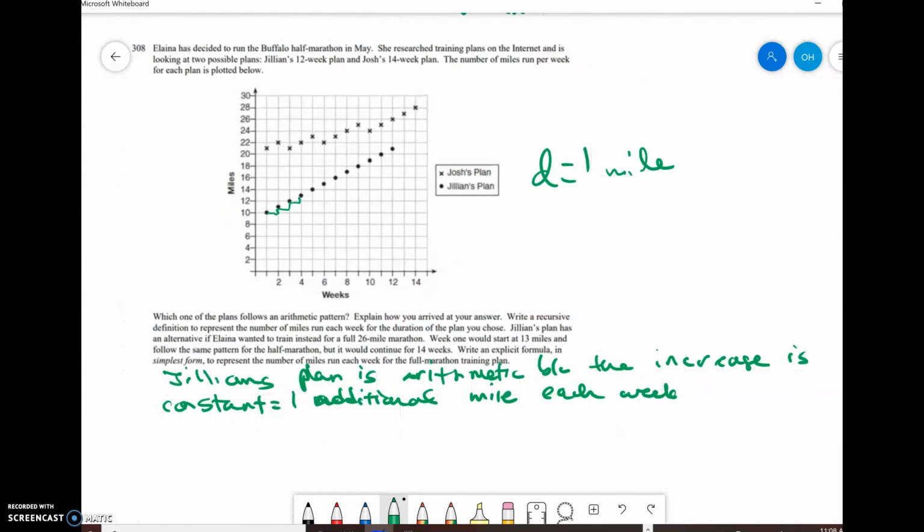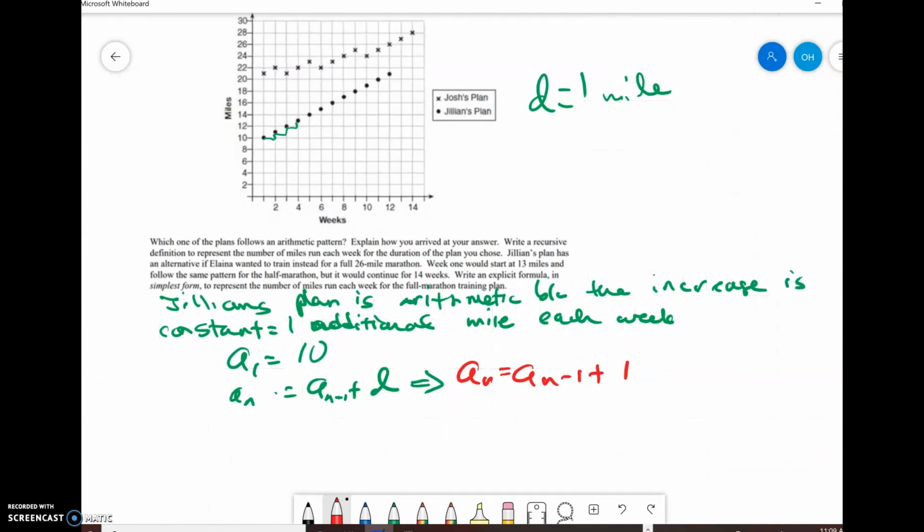There's more to this question. Okay, it says Jillian's plan, explain how you arrived at your answer. Write a recursive definition to represent the number of miles each week for the duration of the plan you chose. Okay, so recursive for arithmetic, it's going to be a sub 1 equals, so week 1, 10 miles. And then a sub n is equal to a sub n minus 1 plus d. So in that case, for this, I totally wrote that wrong. Okay, a sub n equals a sub n minus 1 plus 1. That's your recursive.